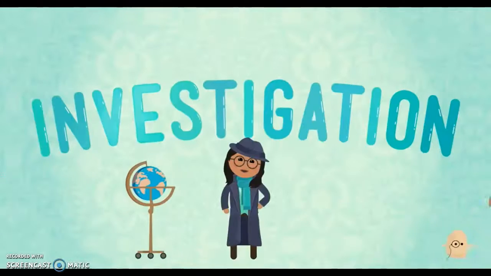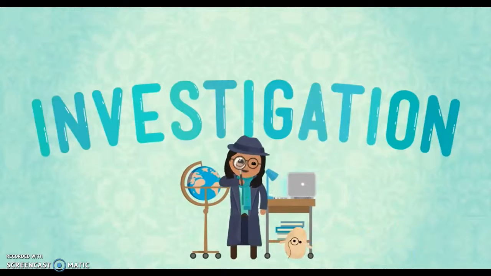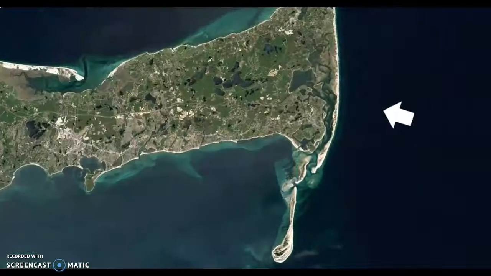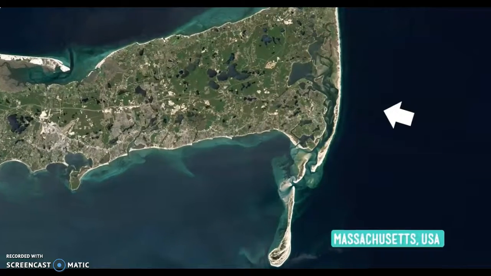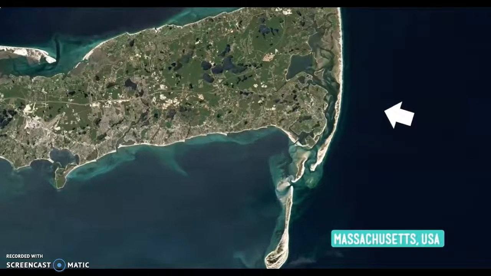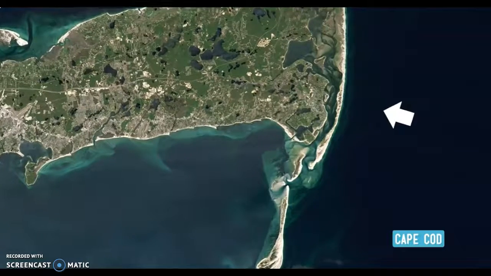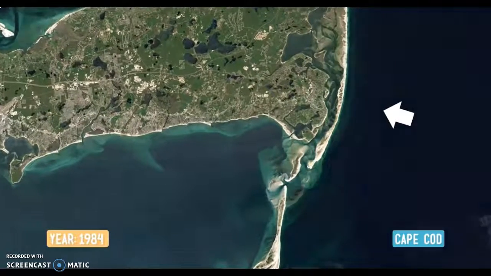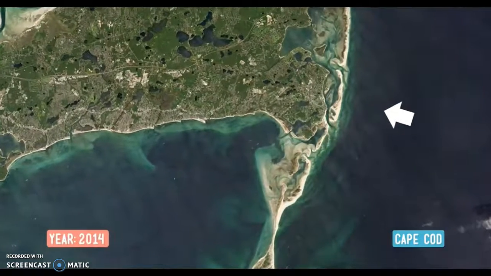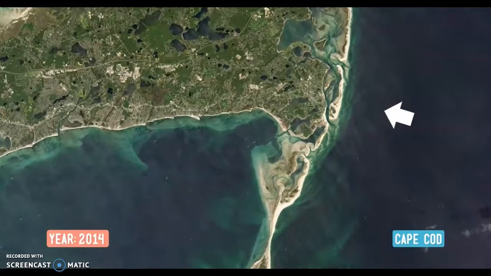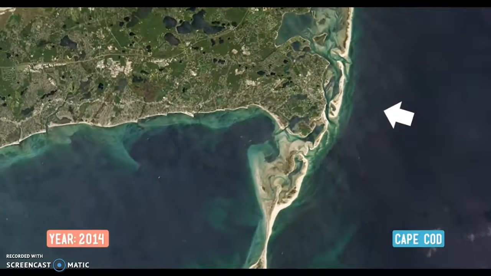Let's take a trip to the beach to see what part the hydrosphere plays in weathering and erosion. This is a picture taken from space of the coastline of Massachusetts in the northeastern United States. It's part of a landform called Cape Cod, and the picture shows what the beaches and islands around it looked like in 1984. Now look at this photo from 2014. What's different? There are actually more islands in 2014 than there were before.